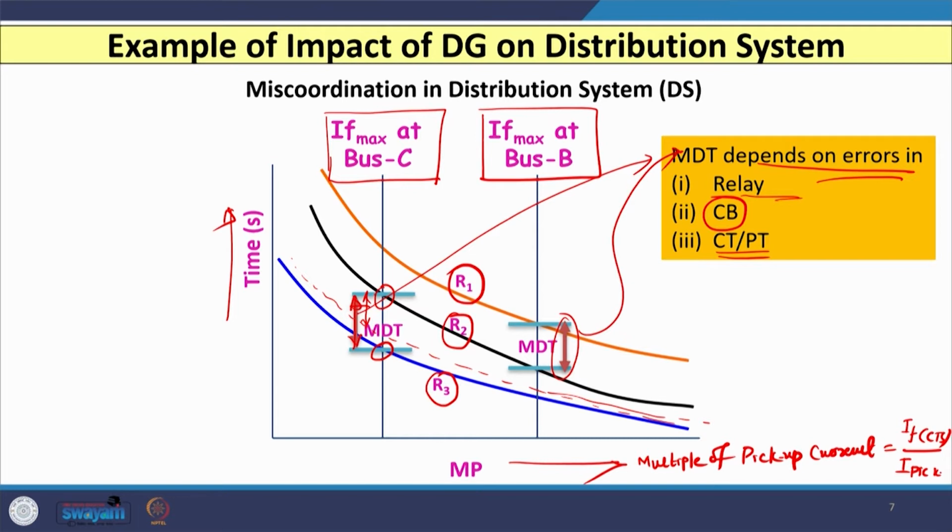And why are we stressing more on MDT? Because minimum discrimination time is the margin available between two relays. If this margin is not available, then for a particular fault two relays or more than two relays may operate simultaneously, which is against the selectivity criteria of the protective system. So, that is why this margin is very important.